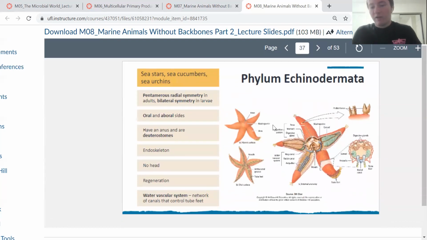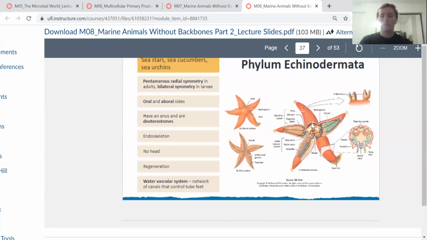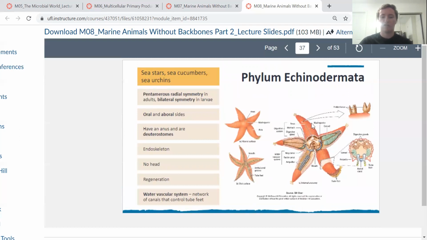Echinodermata, we're getting near the end, thankfully, because my mouth is tired, but these are our sea stars, our sea urchins, our sea cucumbers, and a lot of other organisms there. You have the madreporite here, which is where the water vascular system really starts. Really know the purpose of the water vascular system that controls the tube feet, and the tube feet are used for movement.